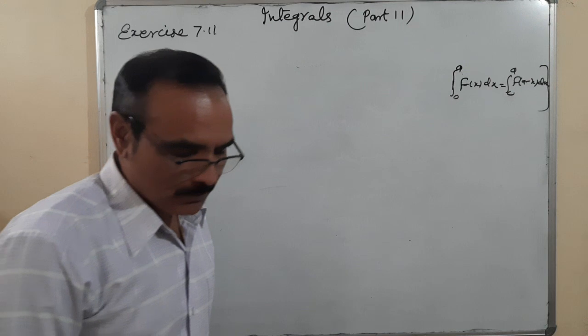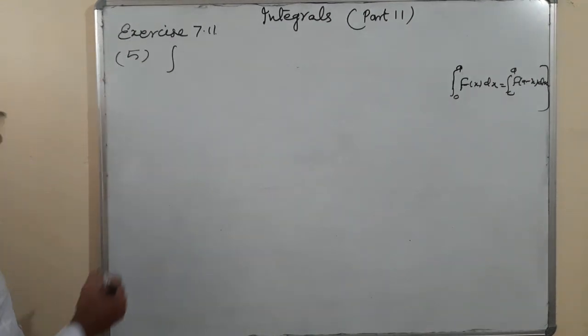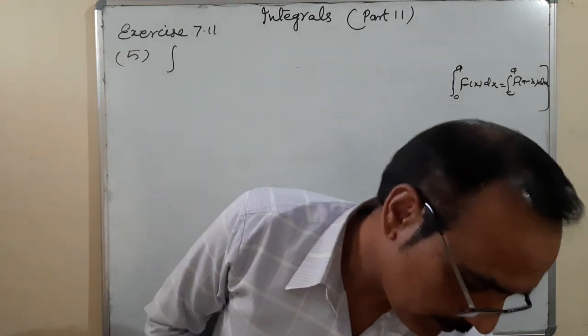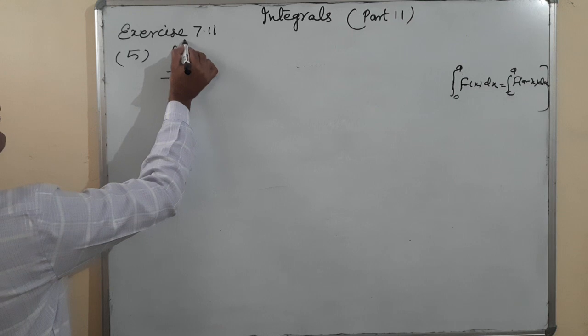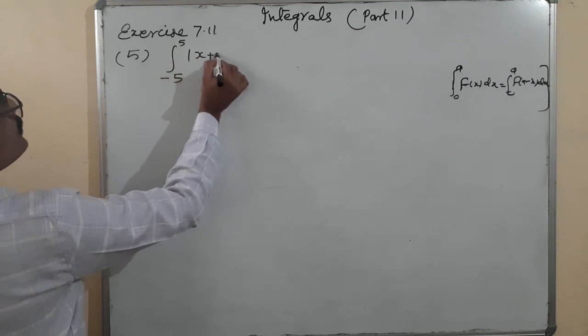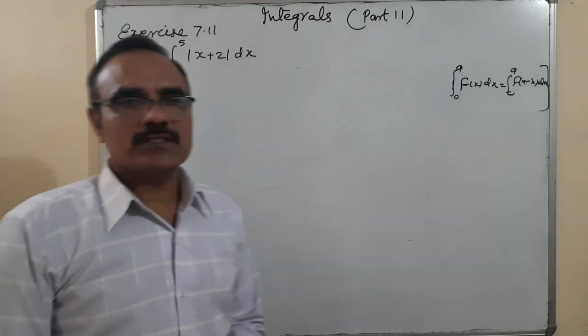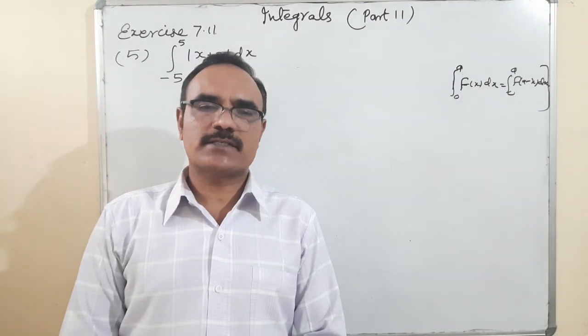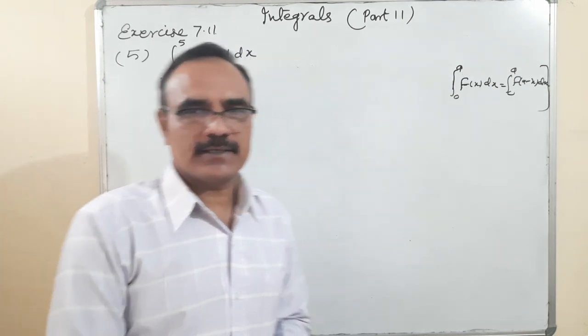Now coming to question number 5. Fifth question. Integration from minus 5 to 5 of mod x plus 2 dx. Don't worry, you know the definition of mod x: mod x is equal to x if x is greater than or equal to 0, and mod x is equal to minus x if x is less than 0.